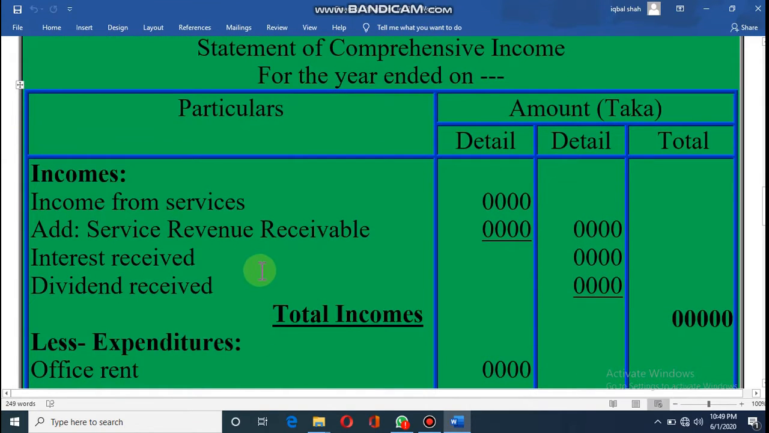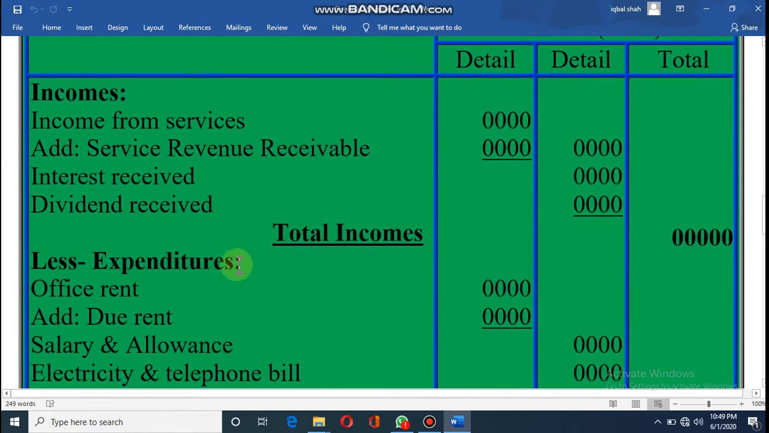So in this statement we will subtract expense from income. So at first we have to write the income. Whatever income is given in the question, we will write here. In the example there is income from service, add service revenue receivable. That means if any income is outstanding, then we have to add it. If any income is advance, then what will happen? Then it will be subtracted, dear student. And then interest received from different sources, dividend received, interest received from investment, commission received, any other income.